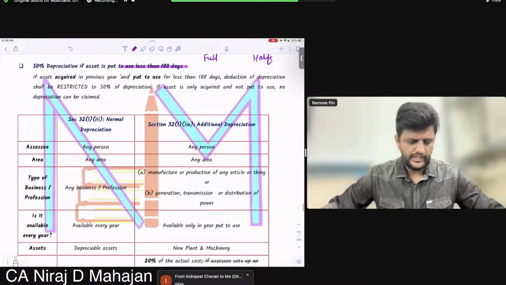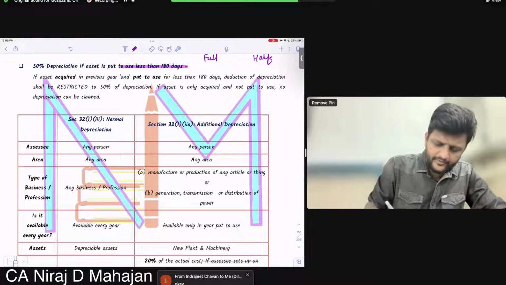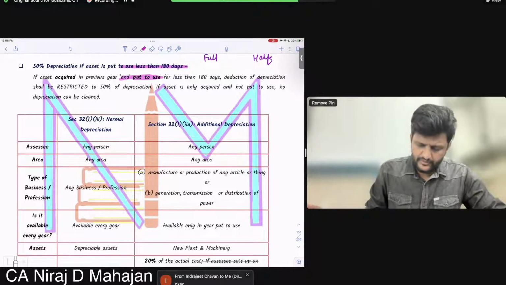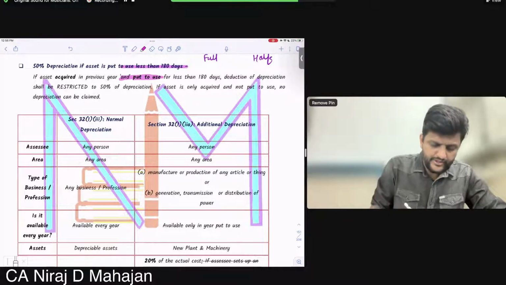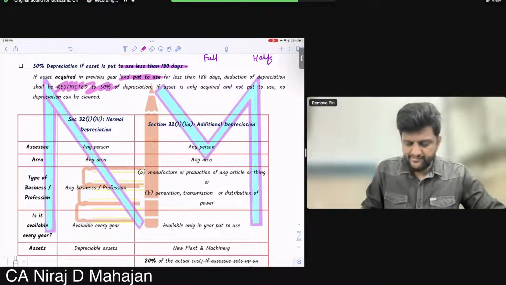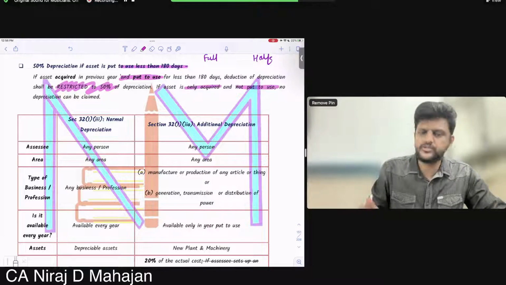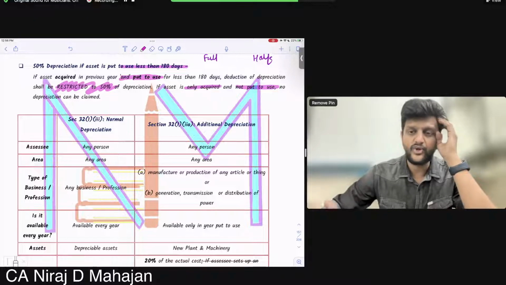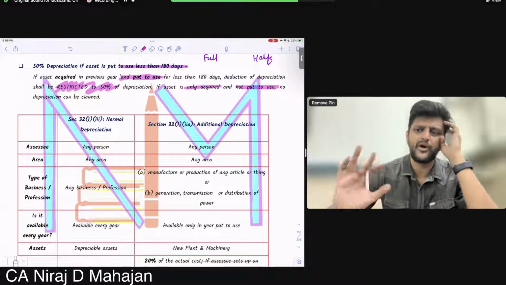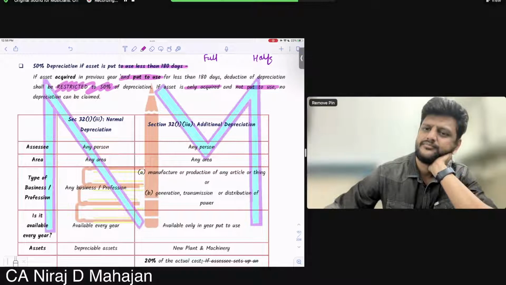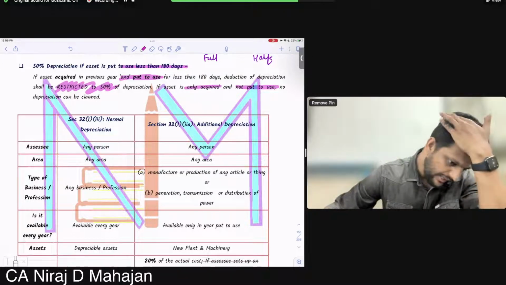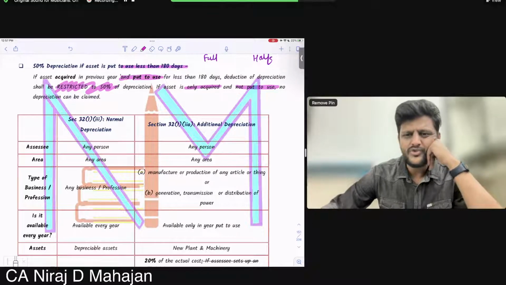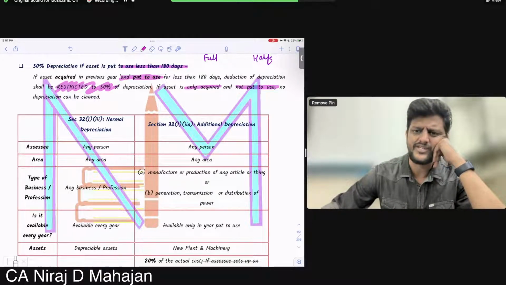Chalo. If an asset is acquired in the previous year and put to use for less than 180 days, the deduction of depreciation shall be restricted to 50%. If an asset is only acquired and not put to use, then there is no question of taking depreciation. Very important, bachcho, from the accounting point of view. This is how you'll see the difference between accounting treatment and income tax treatment. In accounts, do you even bother whether the machinery is installed and used?